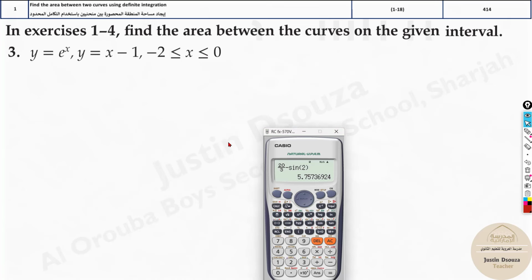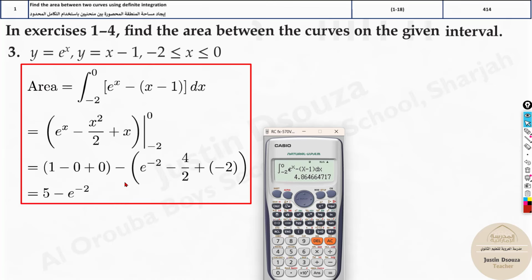Just type it out. Now since it's exponent, I'll just do this quickly. Integral, shift and natural logarithm gives you exponent. Alpha x over here minus, open the bracket, alpha x minus 1. Close the bracket and the limits are, see the negative 2 is smaller than 0. So it's minus 2 first and then 0. And the answer is 4.86. And over here we have 5 minus e to the power minus 2. Now let's solve that.